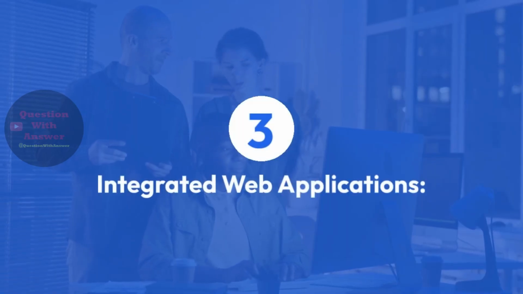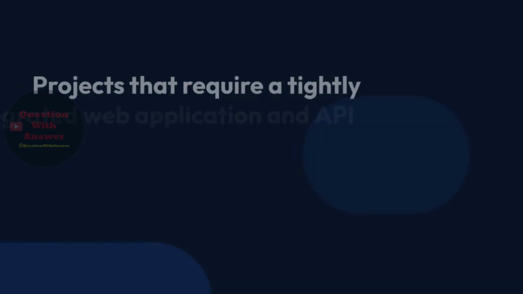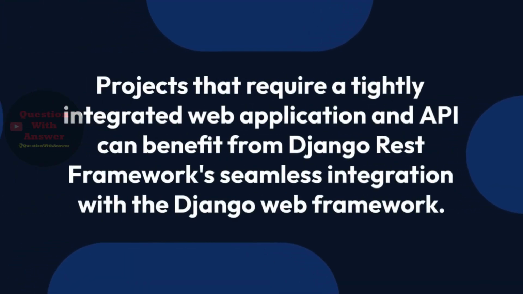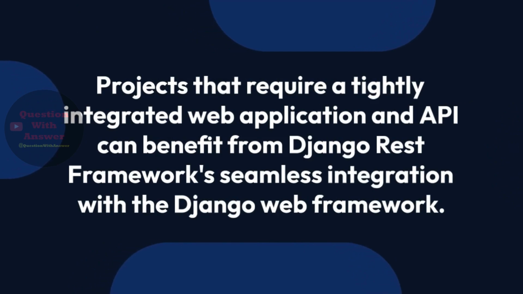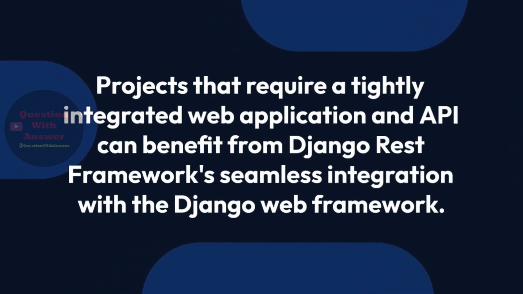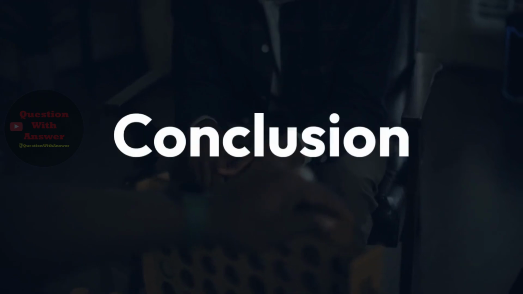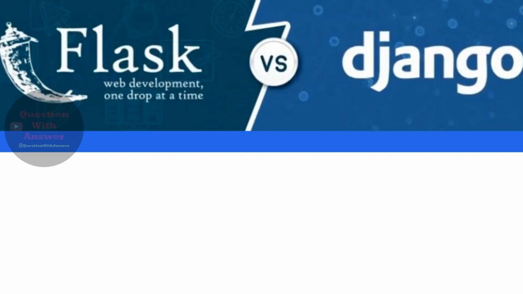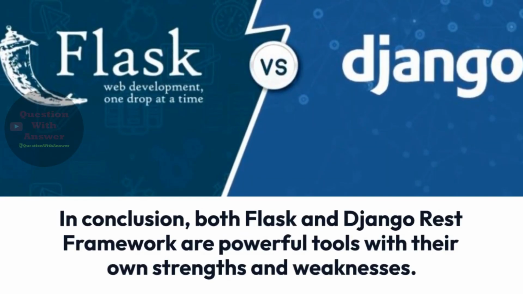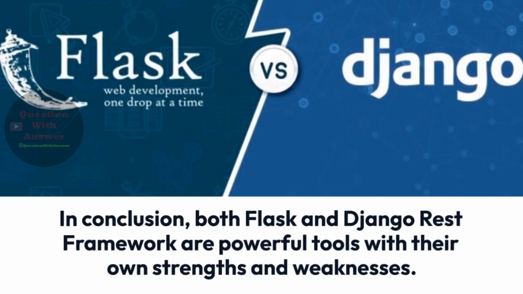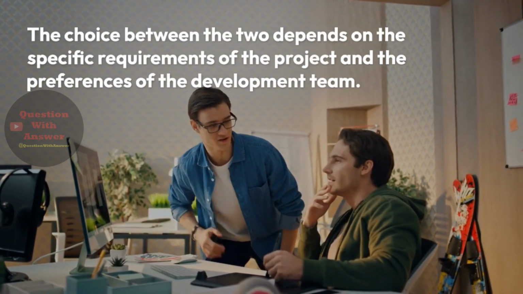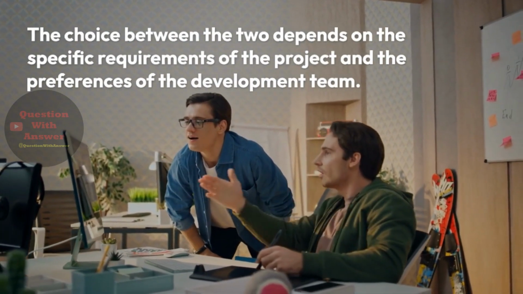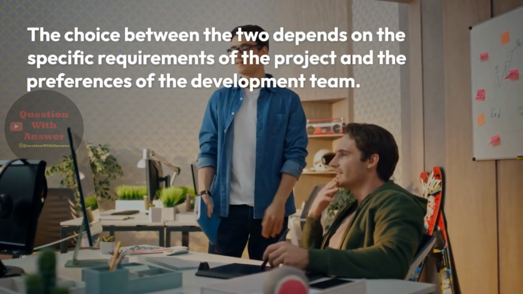3. Integrated web applications. Projects that require a tightly integrated web application and API can benefit from Django Rest Framework's seamless integration with the Django web framework. Conclusion. In conclusion, both Flask and Django Rest Framework are powerful tools with their own strengths and weaknesses. The choice between the two depends on the specific requirements of the project and the preferences of the development team.